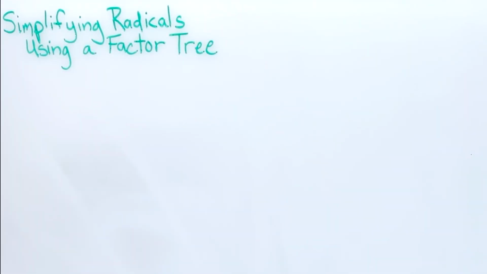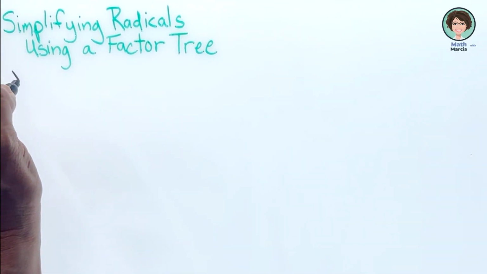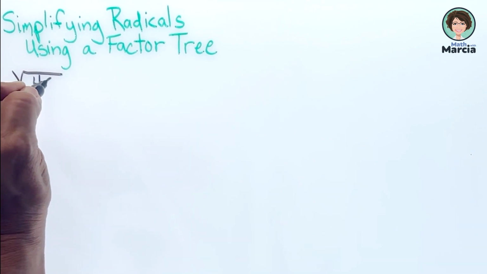In this lesson, we're going to simplify radicals using a factor tree. It's not as fast as knowing your perfect squares, but it will get you there. So let's start off with the square root of 48.